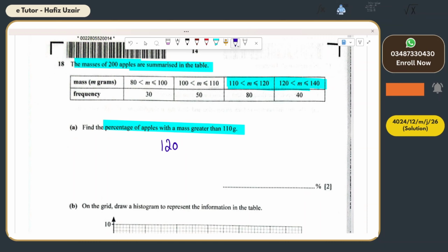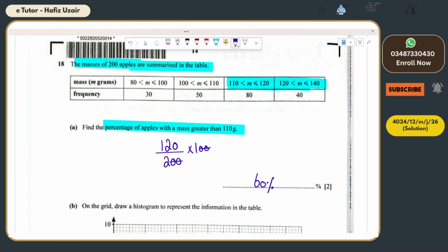All right, but how many total apples do we have in this question? We actually have 200. Now we need to find the percentage, just multiply it with 100. So 0 can be cancelled with 0. So this will be 60%.